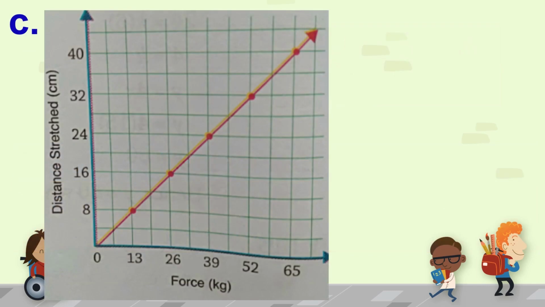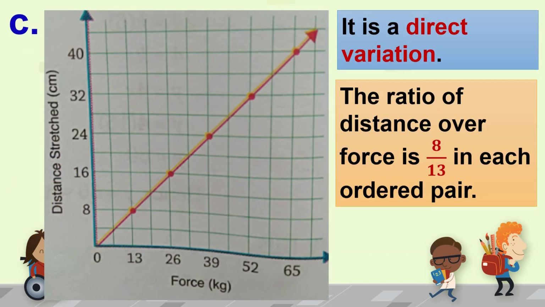Next example is graph. It is a direct variation. Why? Because the ratio of distance over force is 8 over 13 in each ordered pair. So if we're going to write the ordered pairs, identify the points. We have the first point is 13, 8. Next point is 26, 16. Next point, 39, 24. Next is 52, 32. And next point is 65, 40.